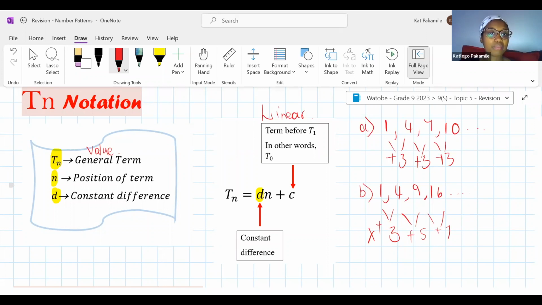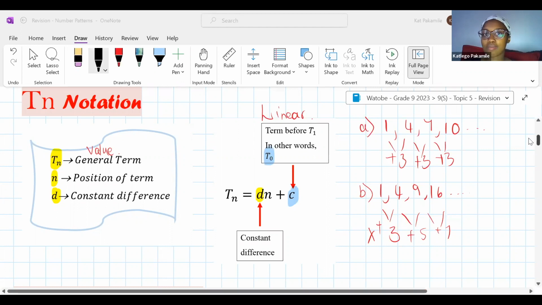So we've established, before you use this formula, you need to check whether your number pattern is a linear one, okay? And then the last part that I'm talking about is C. This is T0. In other words, it is the term that would come before term 1. Okay, so far I'm hoping everybody is with me.